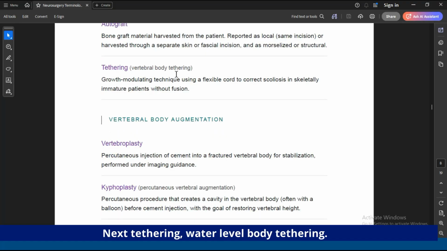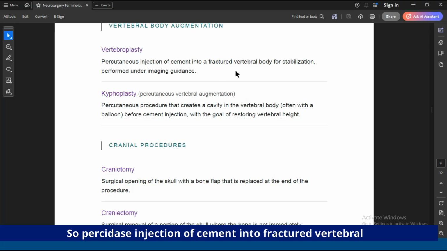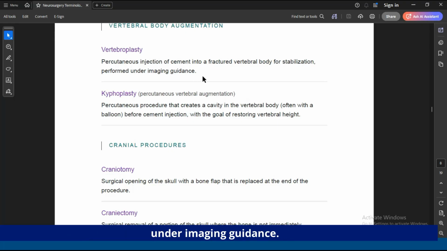Next, tethering, vertebral body tethering. Okay, growth modulating technique using flexible cord to correct scoliosis in skeletally immature patients without fusion. Okay. Next, we will see a few words related to vertebral body augmentation. Most of these procedures are related to the vertebral body. So vertebroplasty. So percutaneous injection of cement into fractured vertebral body for stabilization performed under imaging guidance. Basically in vertebroplasty, cement is injected into the fractured vertebral body for stabilization. Most of the time vertebroplasty is performed under imaging guidance.